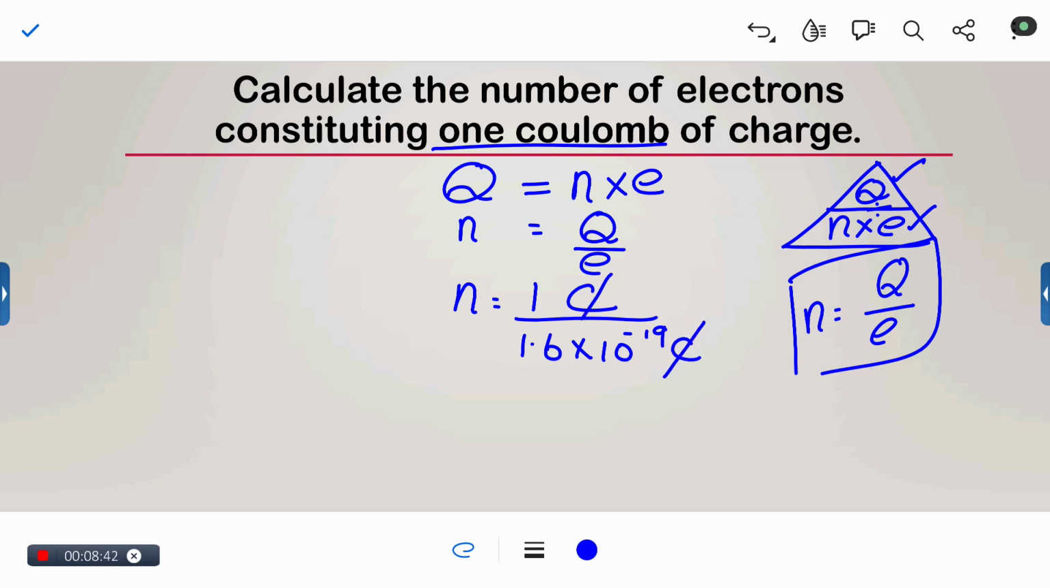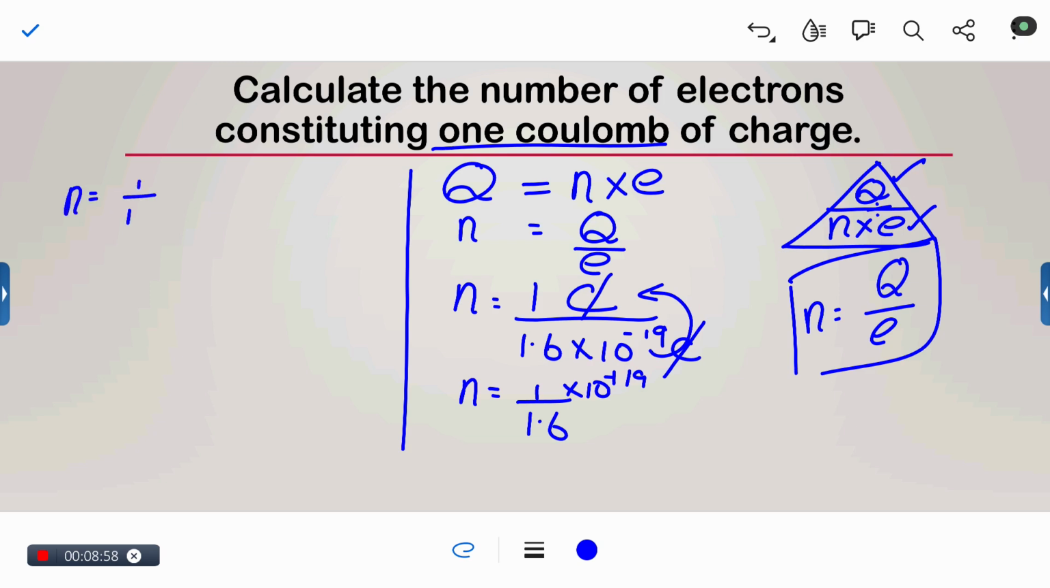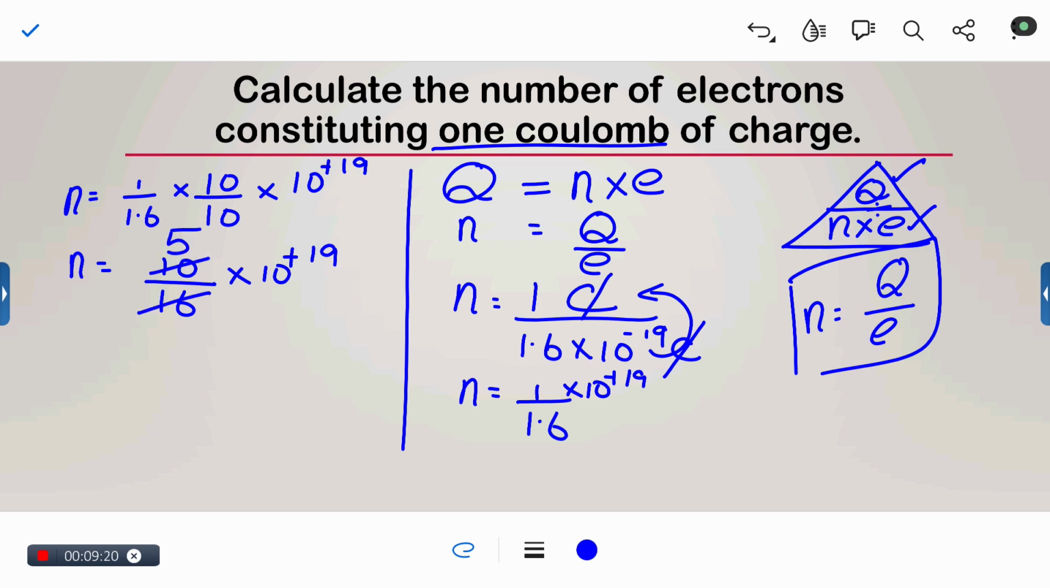So coulomb can cancel each other. What will remain then? N will be equal to 1 by 1.6. Now take the 10 to the power of minus 19 to the numerator. It will change into plus 19. So therefore, N will be equal to 1 by 1.6 into 10 to the power of plus 19. In order to reduce the decimal place, I am going to multiply and divide by 10. So 1 into 10 is 10, by 1.6 into 10, 16, into 10 to the power of plus 19. If you are simplifying these two numbers, 5 2s are 10, 8 2s are 16.